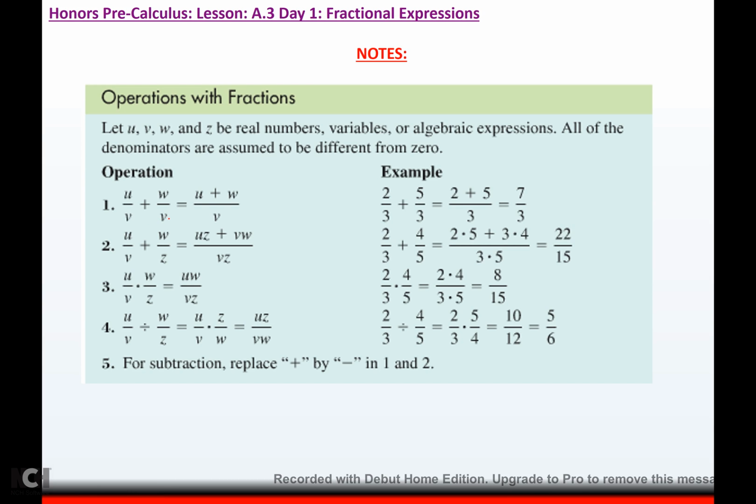When you add rational expressions with the same denominator, you keep the denominator and you basically add or subtract the tops.